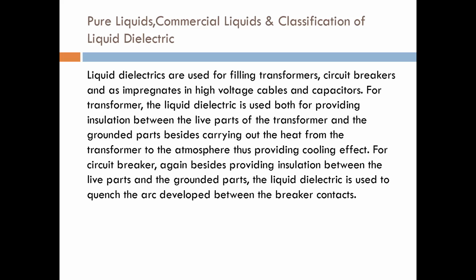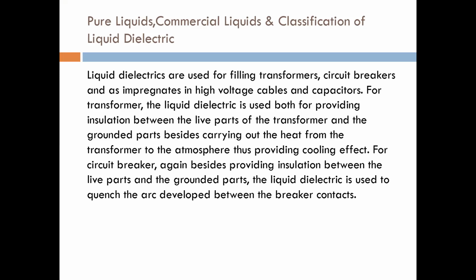Here, read that. For a transformer, the liquid dielectric is used both for providing insulation between the live parts of the transformer and the grounded part, besides carrying the heat from the transformer to the atmosphere, thus providing a cooling effect. This is the main function of the transformer oil in a transformer. And if it is used in a circuit breaker, then besides providing insulation between the live parts and the grounded part, the liquid dielectric is used to quench the arc developed between the breaking contacts.